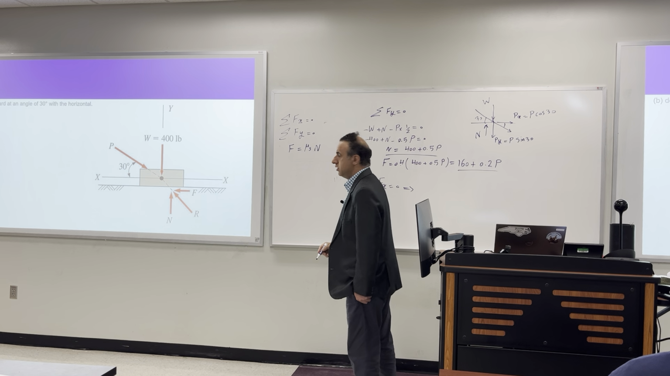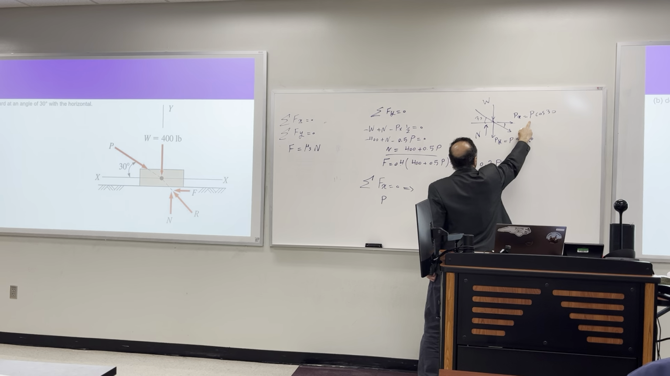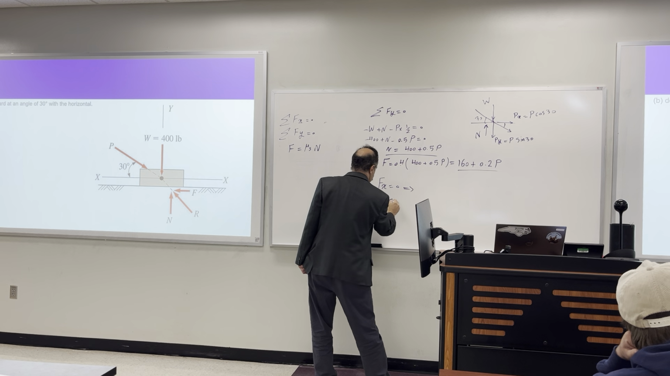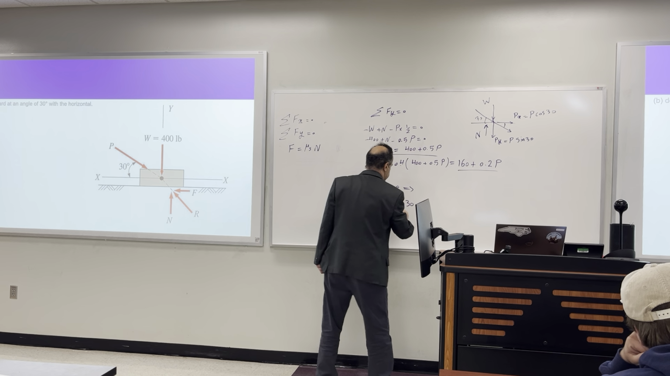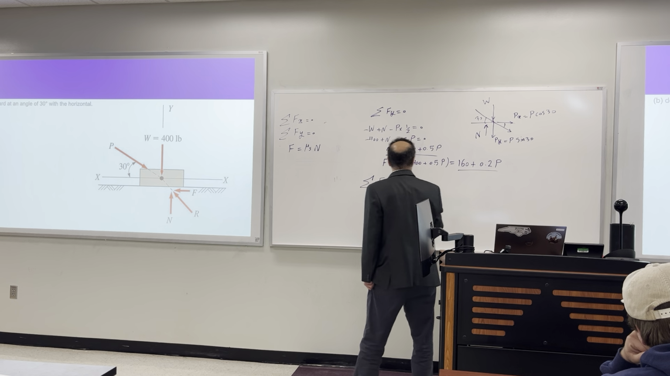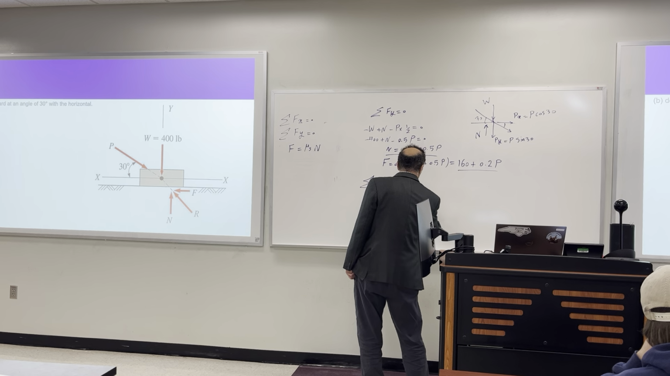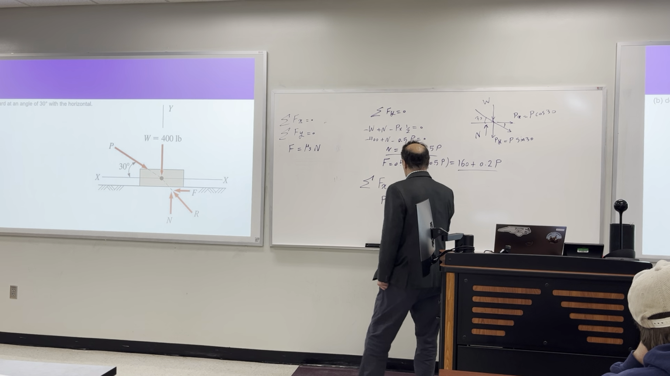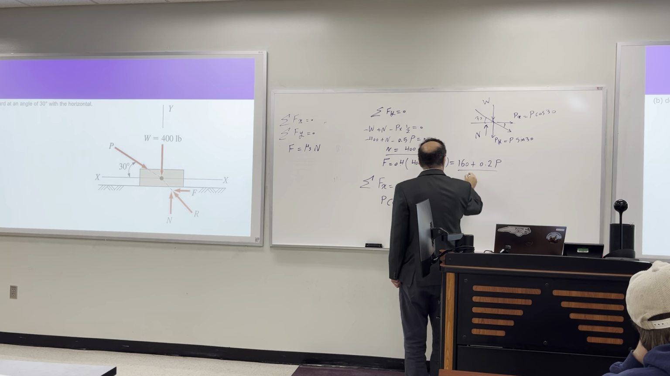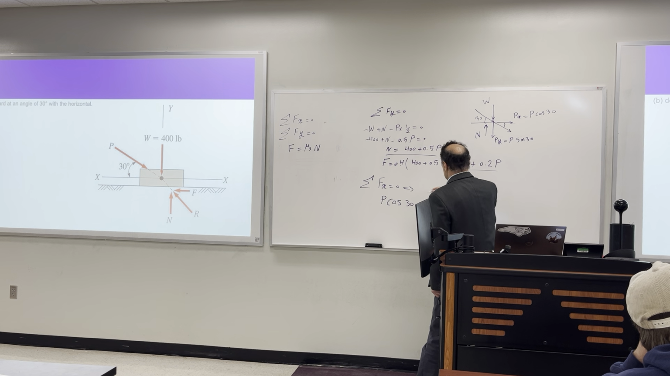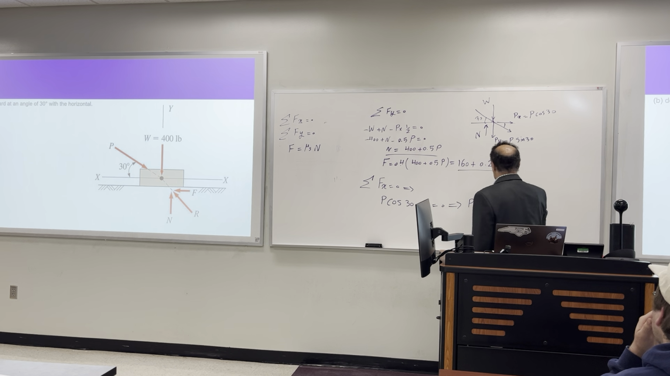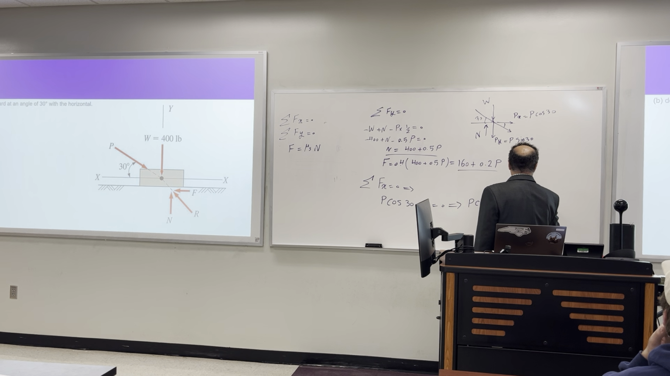P cosine 30, right? That's positive. And this should be negative, right? Minus F, 0. That's all I have. I can continue. I can bring this one into this equation. P cosine 30 minus 160 plus point.